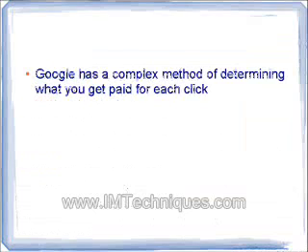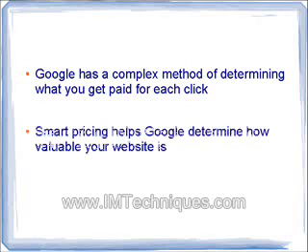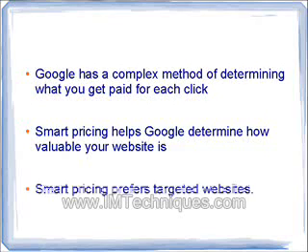Before we end the video, just a few things that I want to note for you. First of all, Google has a complex method of determining what you get paid for each click. Part of this process involves the use of something Google calls smart pricing. Google Smart Pricing helps Google determine just how valuable your website is. When you get a good review by Google Smart Pricing, then you'll be sent the higher paying ads. Smart Pricing prefers websites that are targeted. The more exact and focused your website is, the better you will come off to Smart Pricing. When this happens, you'll get the best paying ads.